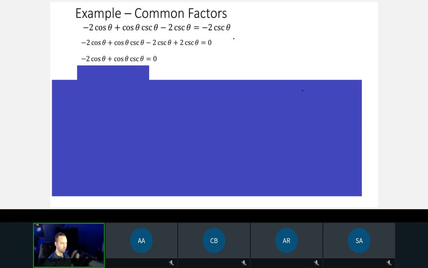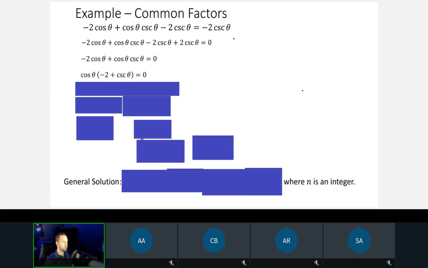Factor. What can I factor out? Factor out cosine. Yep. All right, so now we are in factored form. What can we do next? Remember, we're solving for trig functions. Set them equal to 0. Yep. So once it's factored, set each factor equal to 0. So we have cosine theta equals 0 and negative 2 plus cosecant theta equals 0.